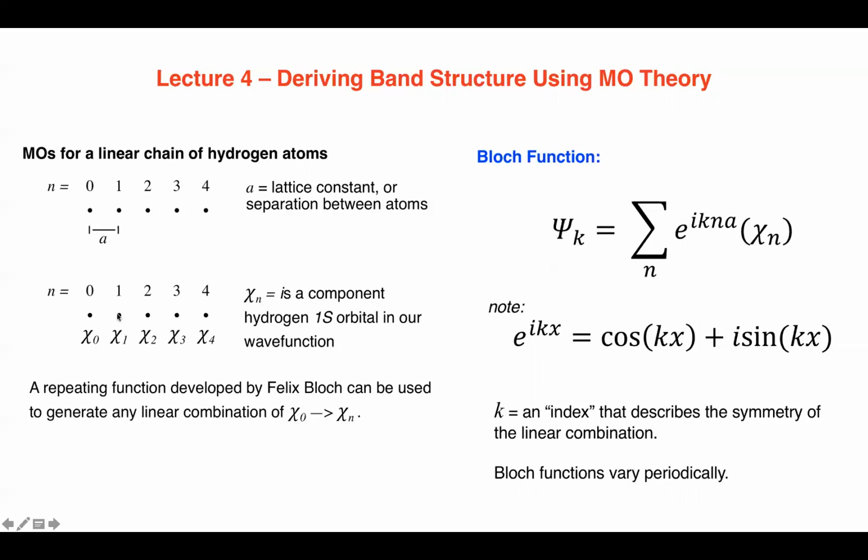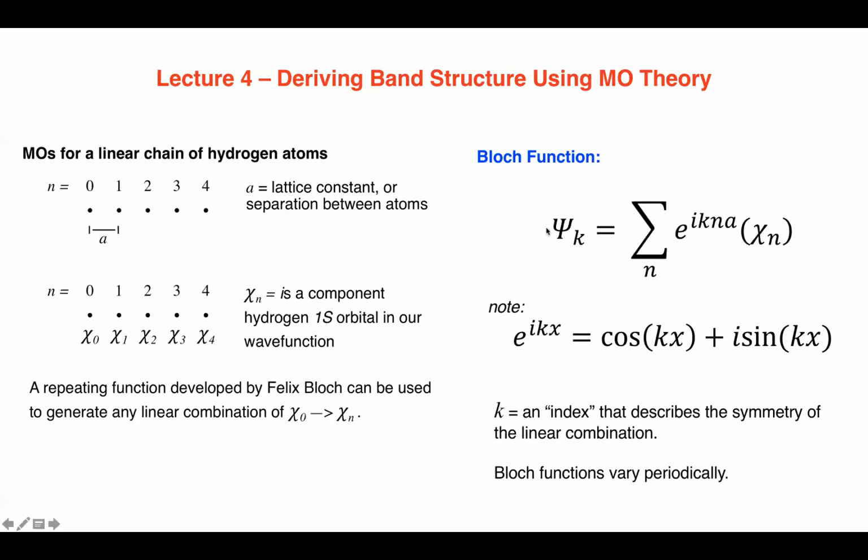So this would be chi 0, chi 1, chi 2, chi 3, chi 4. And so you've got this system of hydrogen 1s functions evenly spaced with a distance of a repeating. If you have a system like this in a ring, then you can use a Bloch function to generate any linear combination of those component orbitals chi 0 through chi n. A Bloch function is shown here on the right.